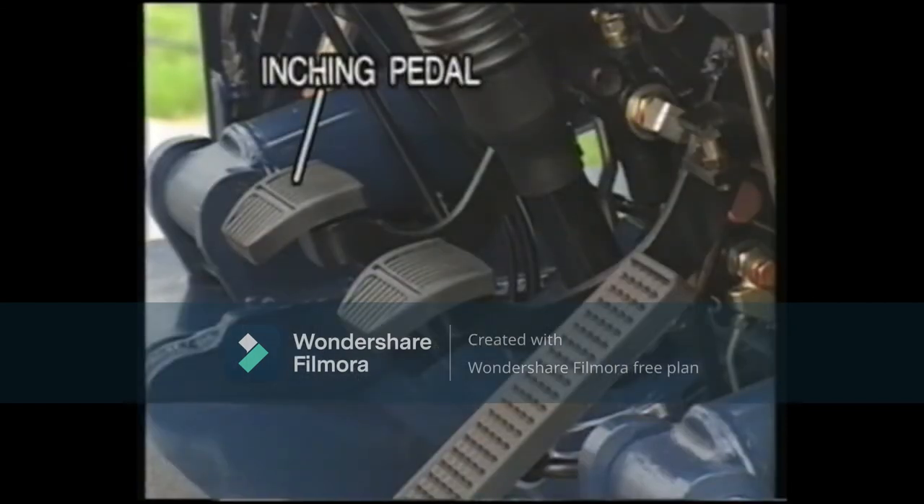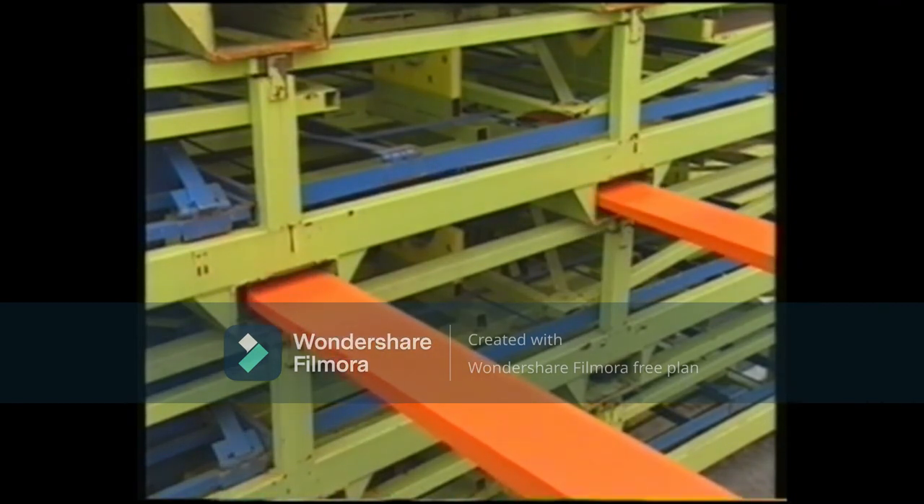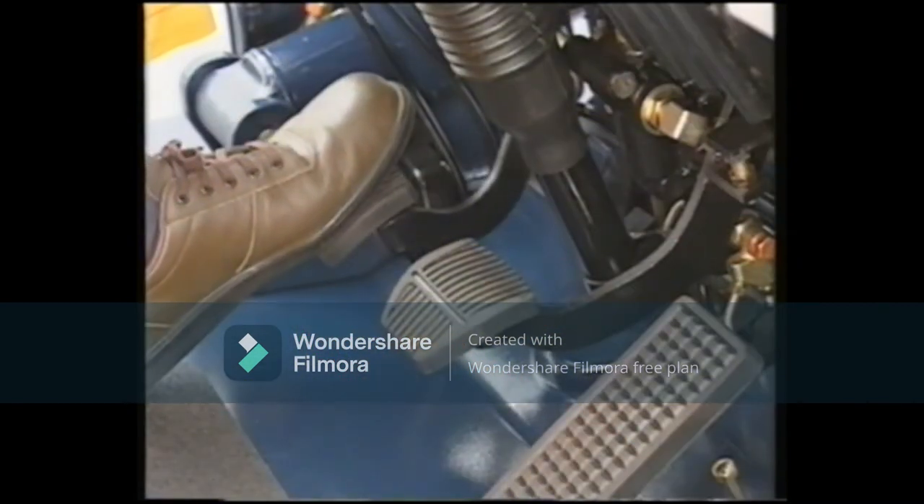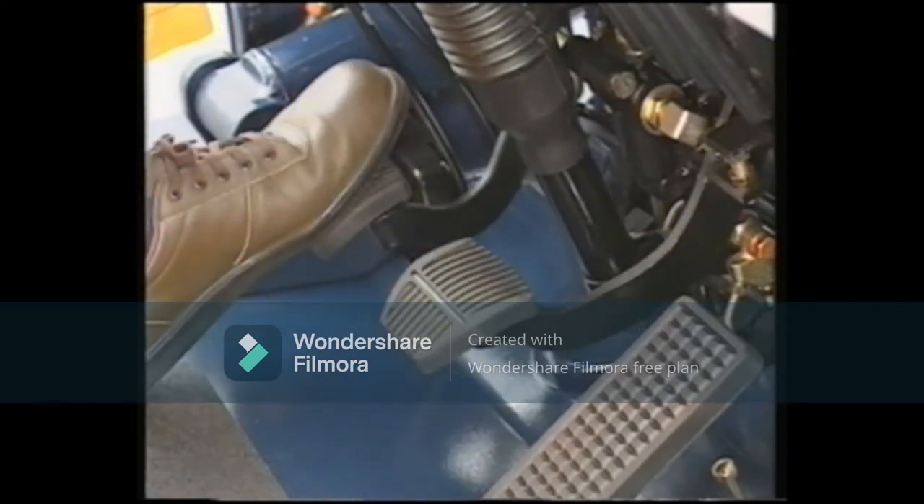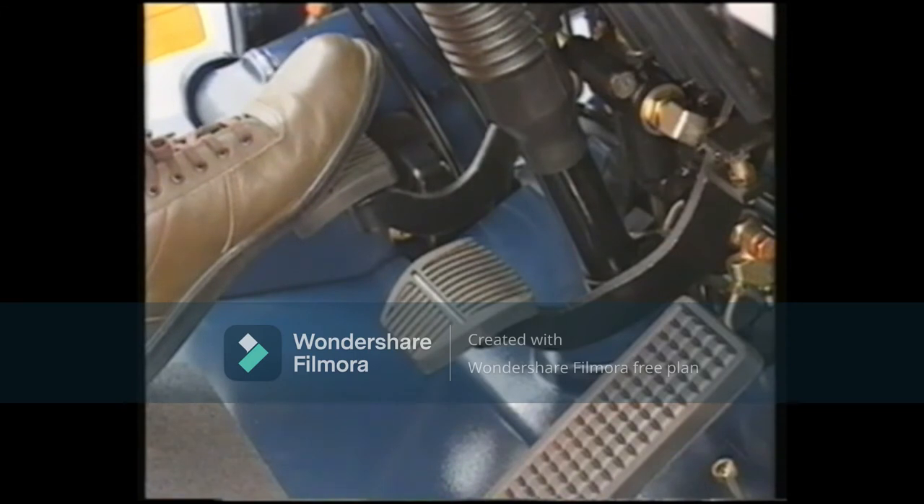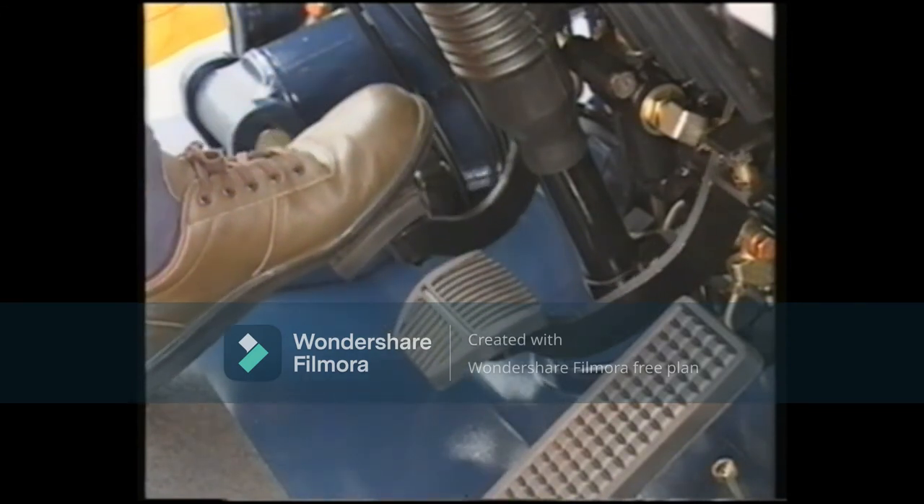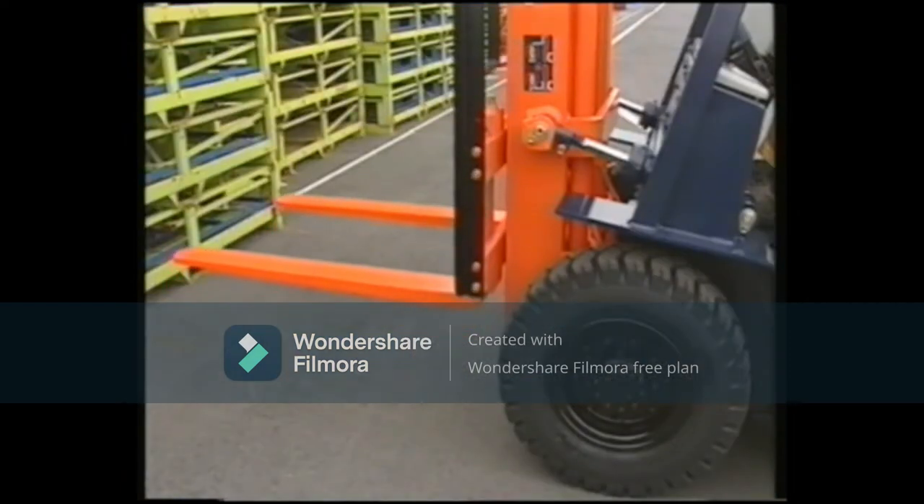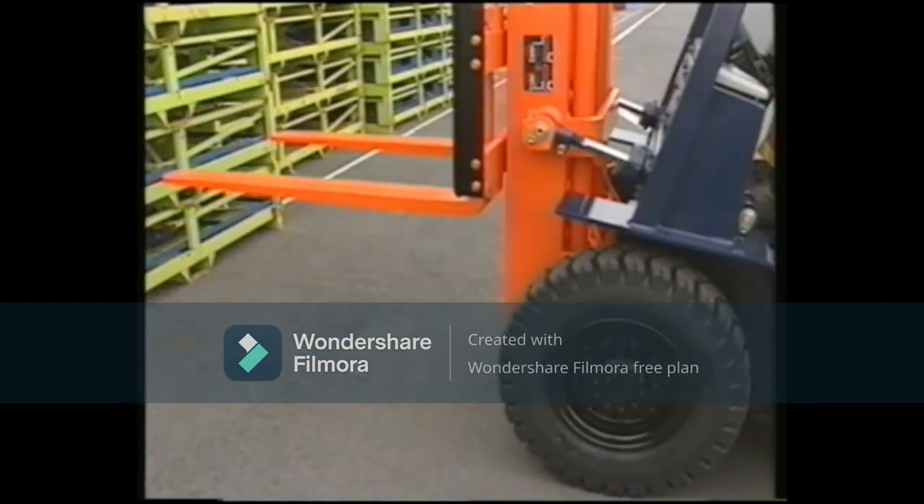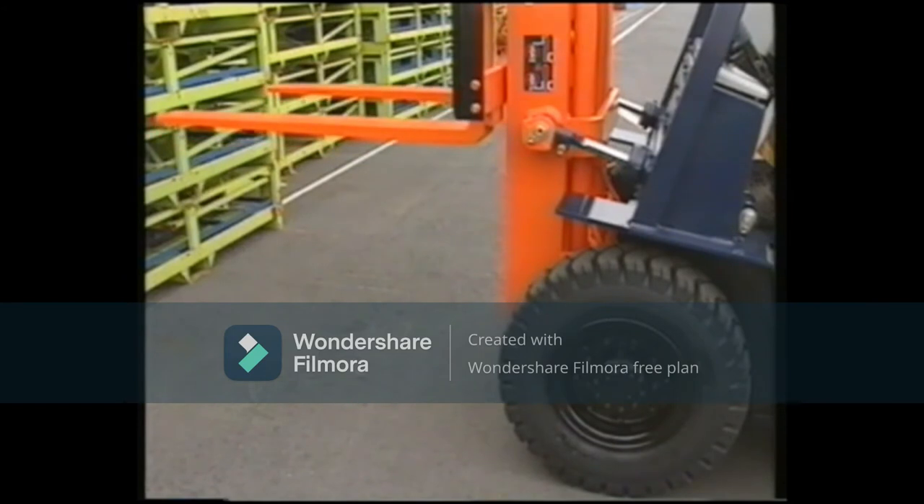A forklift with a power shift transmission also has an inching pedal that enables inching operation of the forklift truck during loading and unloading operations. The inching pedal is designed to control the hydraulic function of the transmission. It disconnects the power and engages the brake at the same time. The two simultaneous actions enable inching operation of the forklift truck.